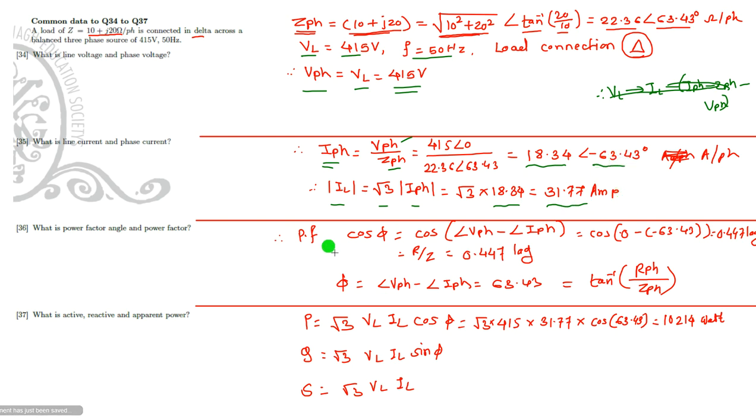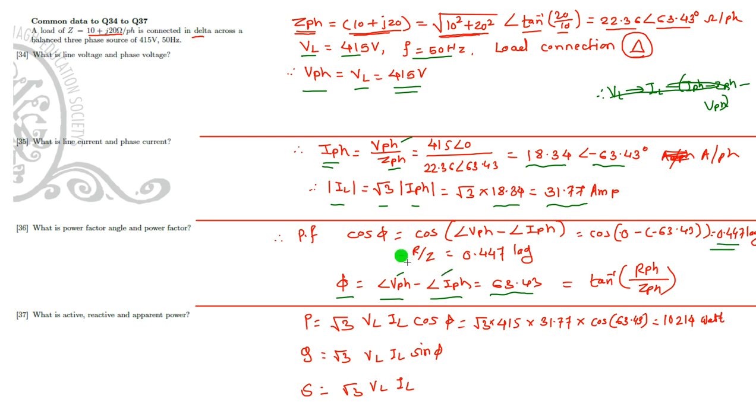Now we want to determine the power factor. The power factor angle is the angle of voltage minus angle of current. Because the power factor is of the load, it must be the angle of per phase voltage and angle of per phase current. It should not be line voltage and line current. So angle of VPH minus angle of IPH. The angle of VPH is 0, and IPH is minus 63.43. So your phi is 63.43. Hence the power factor is cos of 63.43, which gives you 0.447 lagging.